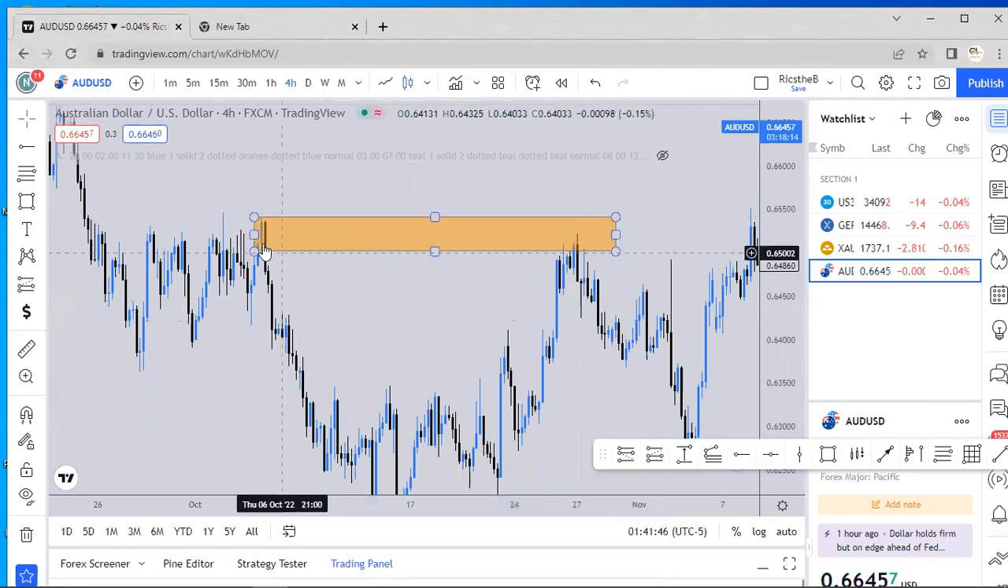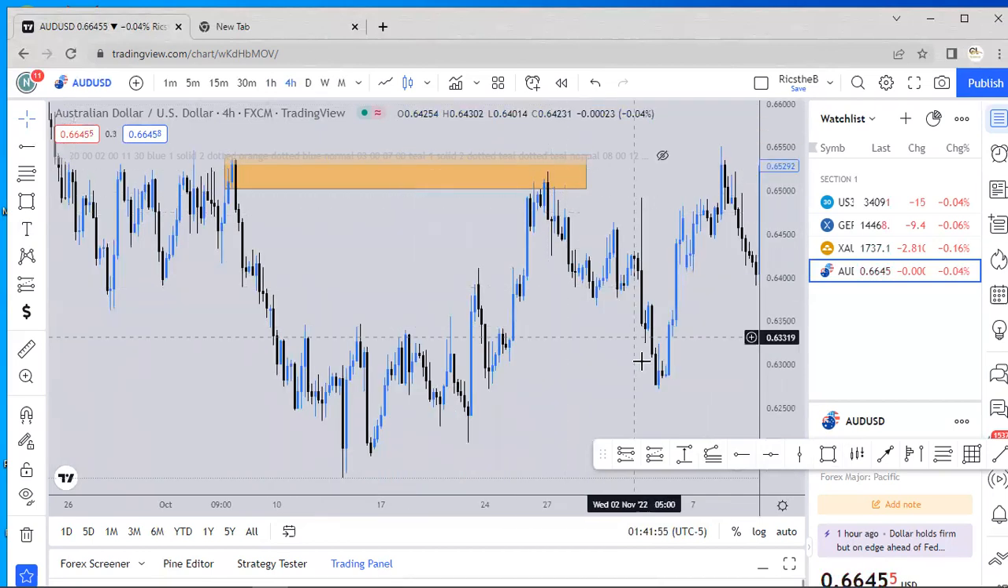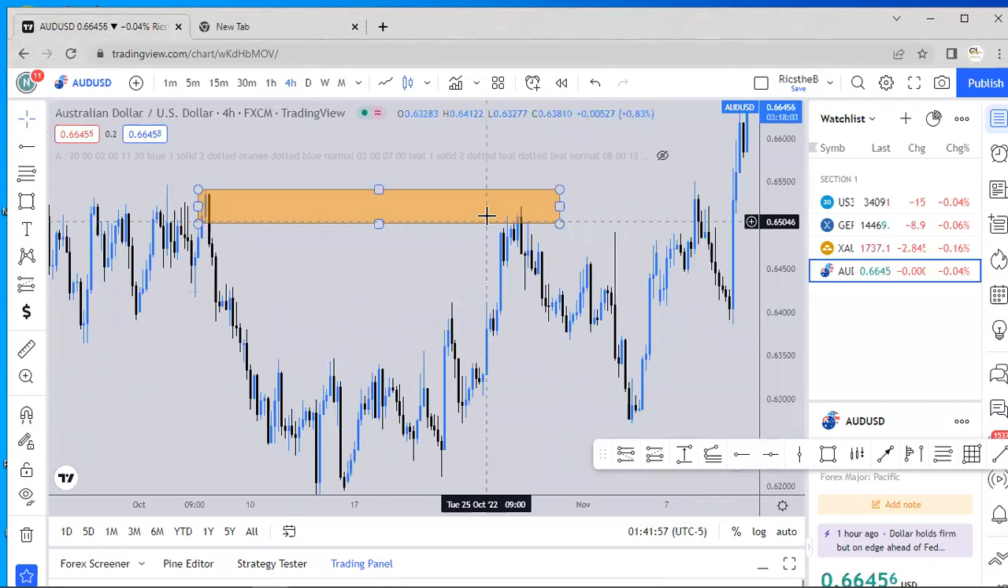Again, I'll teach on supply and demand. This was a potential supply area. Why? Because we had an imbalance, price pushed to create a lower low, then eventually price came back to that area, tapped into it, and pushed all the way down.